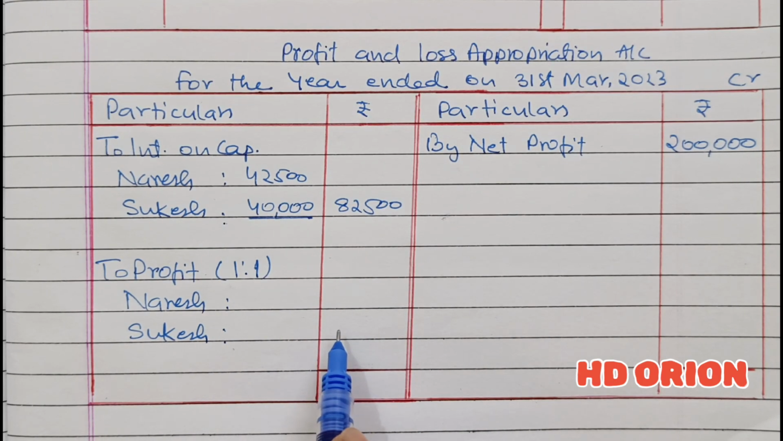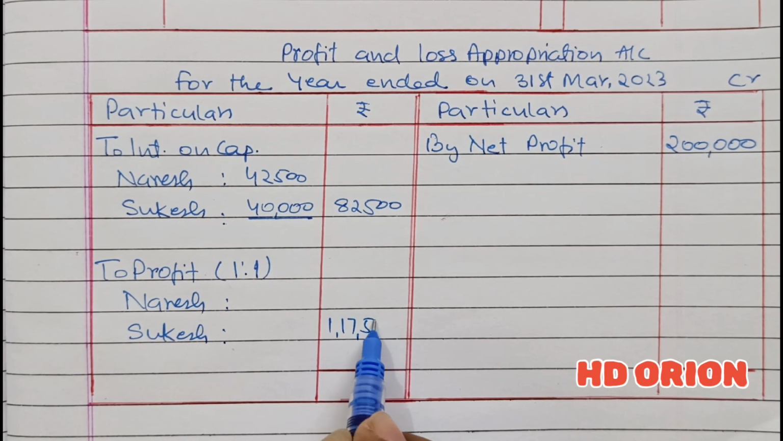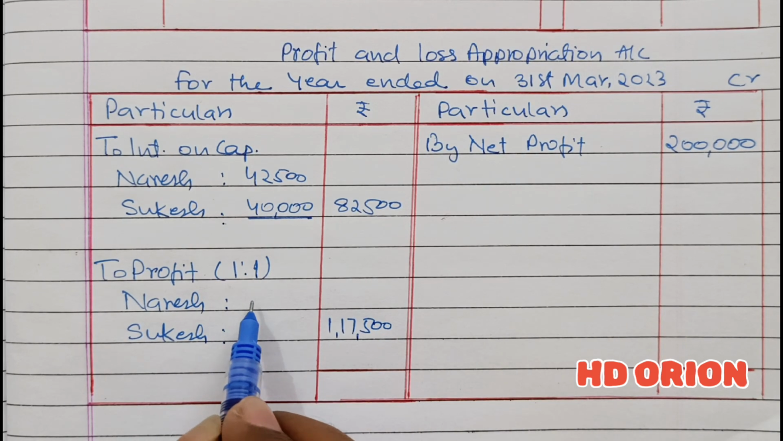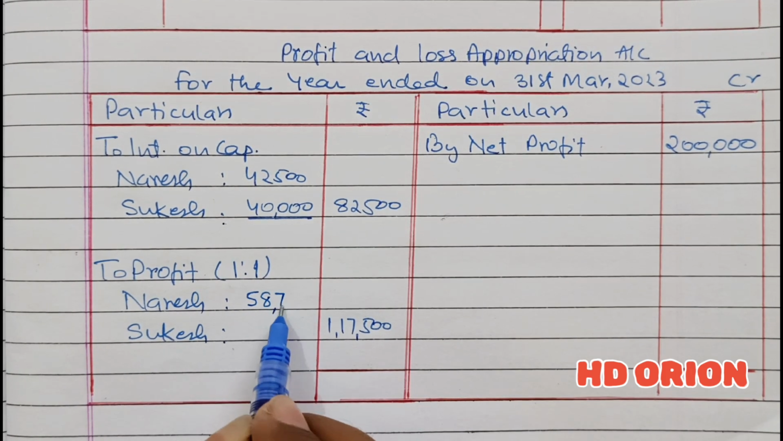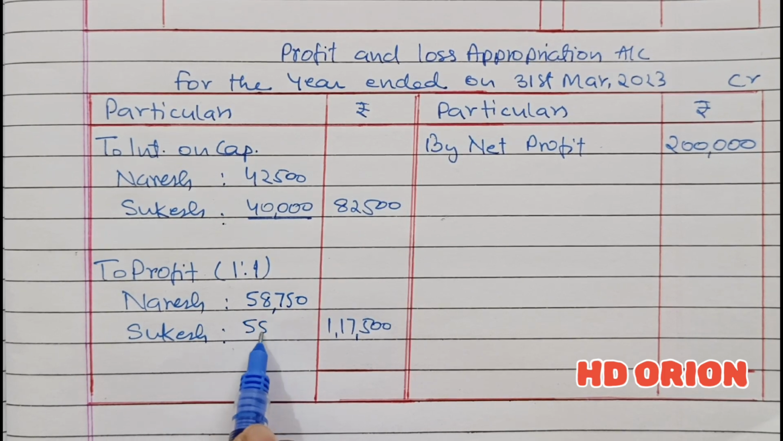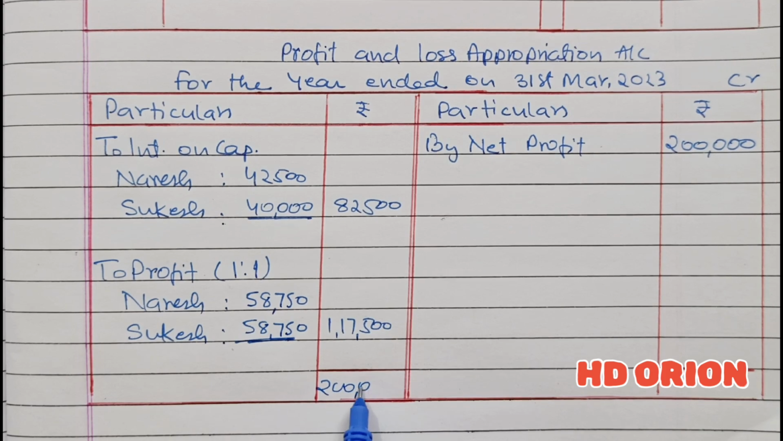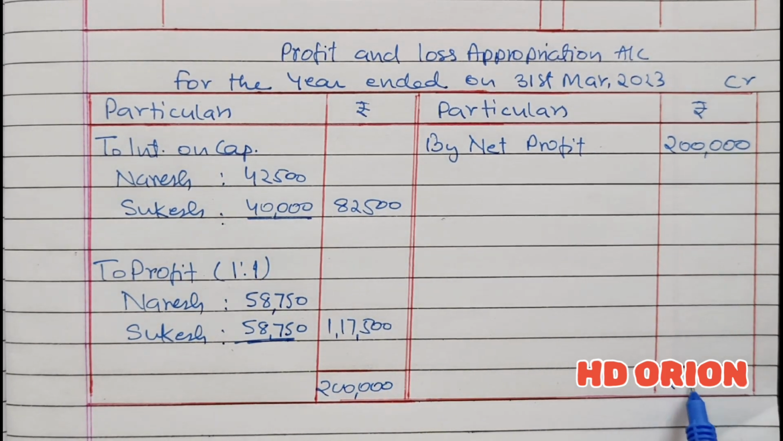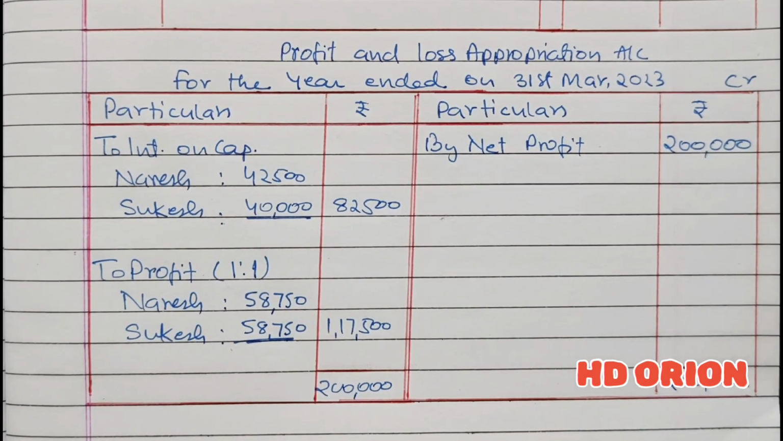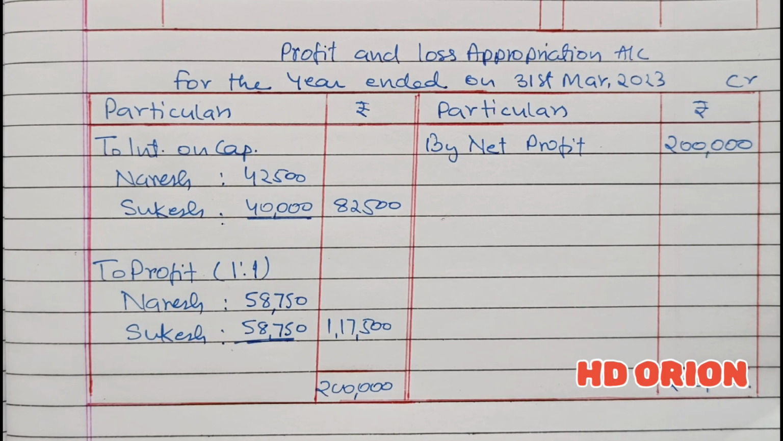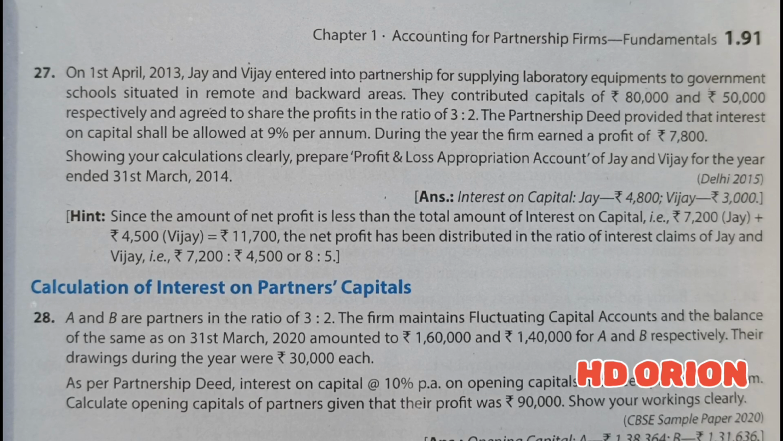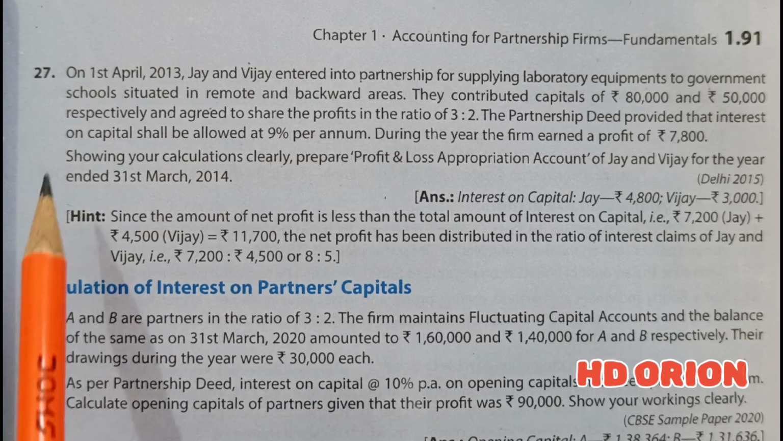Equally, and this is 1,17,500. When broken in two, it is 58,750. So this is how profit and loss appropriation account is to be maintained. Let us see question number 27.